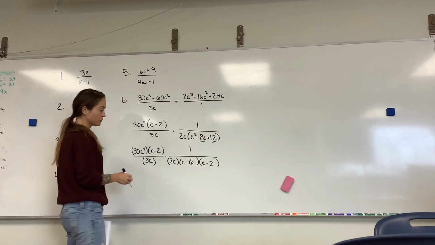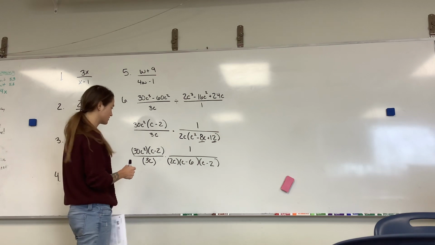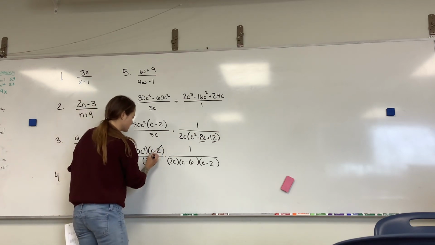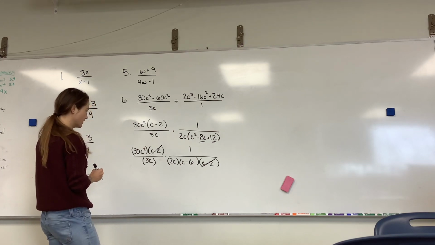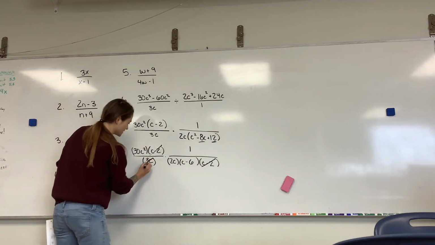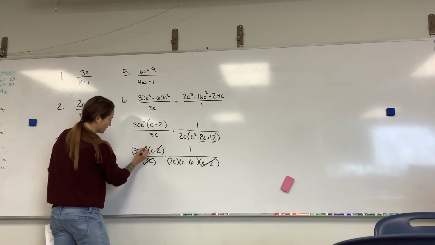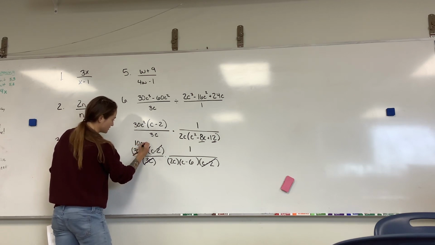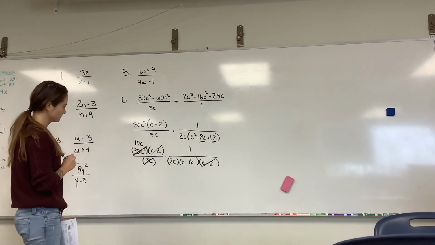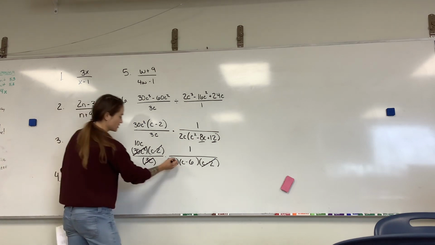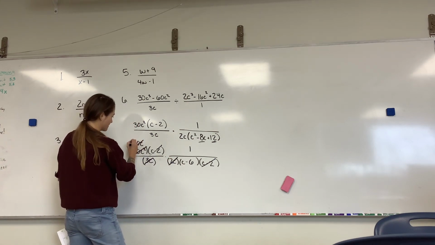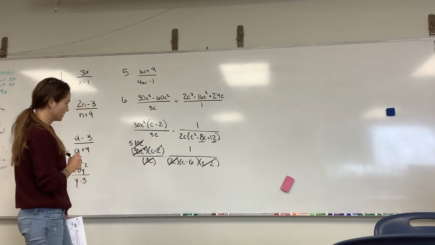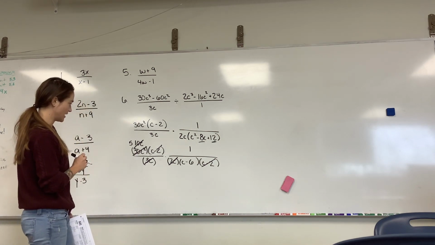If everything is being multiplied together, you are allowed to cancel out terms. So this c minus 2, I'm going to cancel out with this c minus 2. This 3c I'm going to cancel out, and this becomes a 10c. This 2c is going to cancel out, and this will become 5. And it looks like that is all I can do.